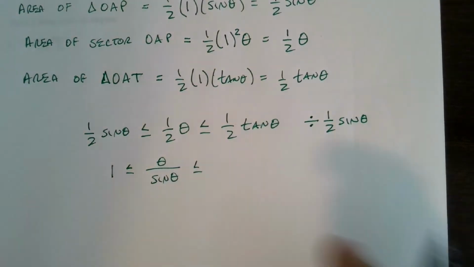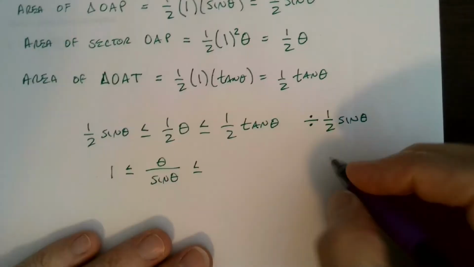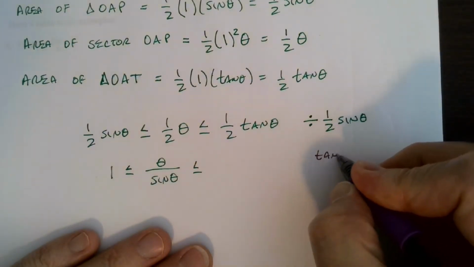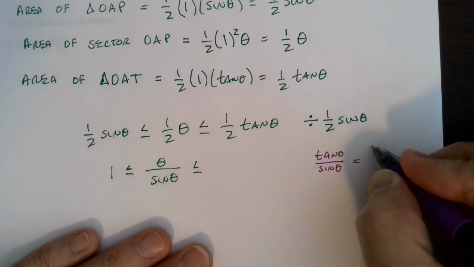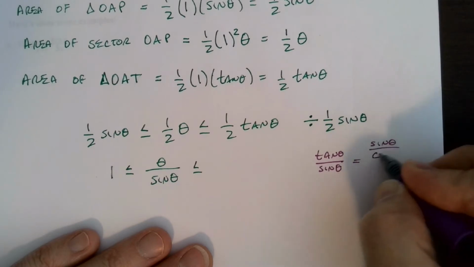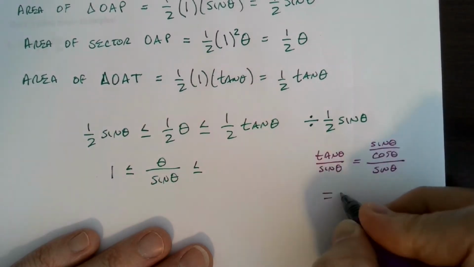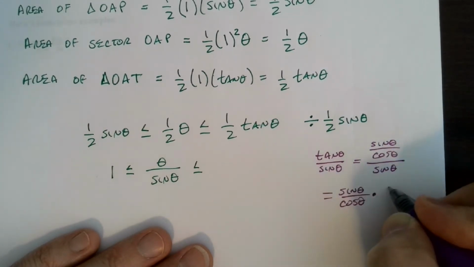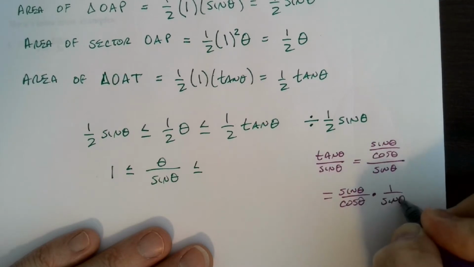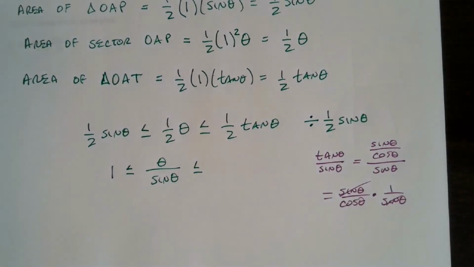Now, 1/2 tangent theta divided by 1/2 sine theta is tangent theta divided by sine theta. Now, I just want you to simplify that, though. What is tangent theta divided by sine theta? That is sine theta over cosine theta divided by sine theta, which is sine theta over cosine theta times the reciprocal 1 over sine theta. Right. Sine thetas cancel. I get 1 over cosine theta.